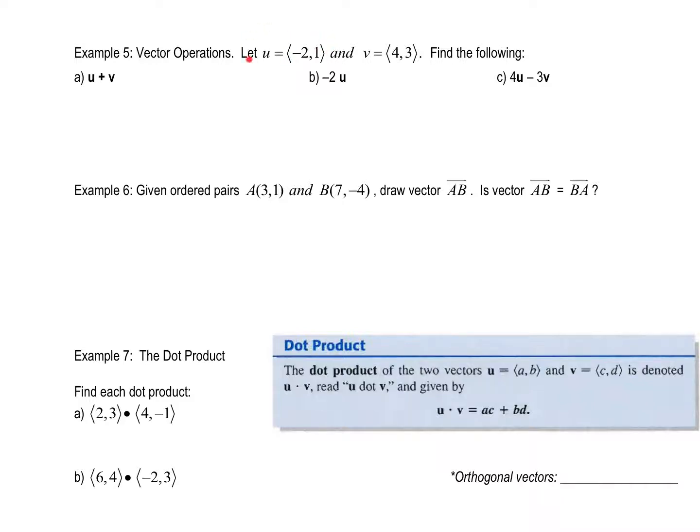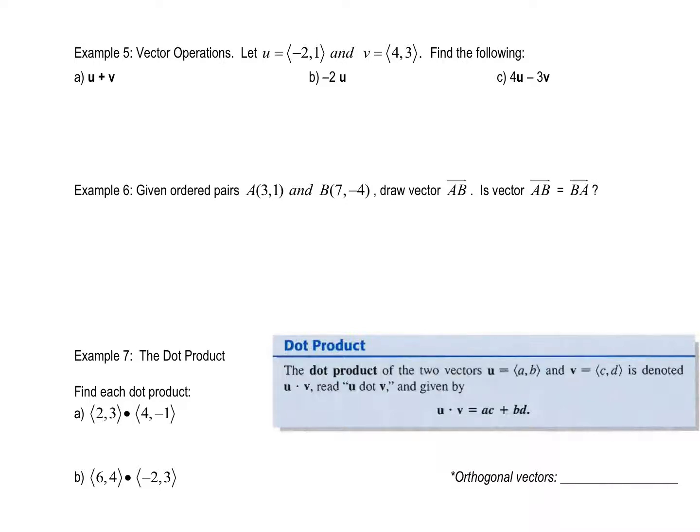One of the vectors is vector u, one of them is v, and I can actually add them together. I can multiply one of them by a scalar, which is -2 in that case. And I can do both. I can multiply them and, in this case, subtract. So I'm going to show you what that looks like real quick.